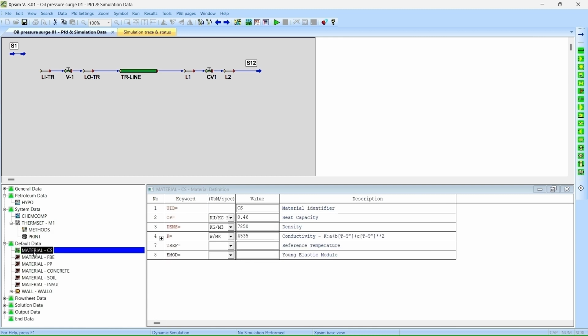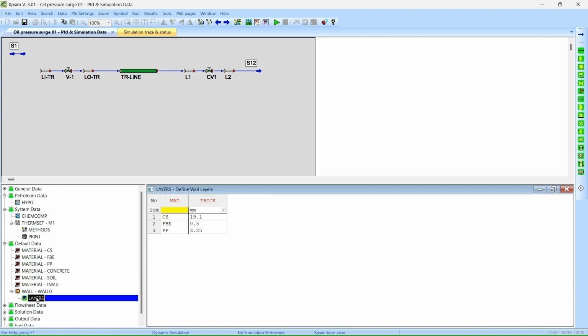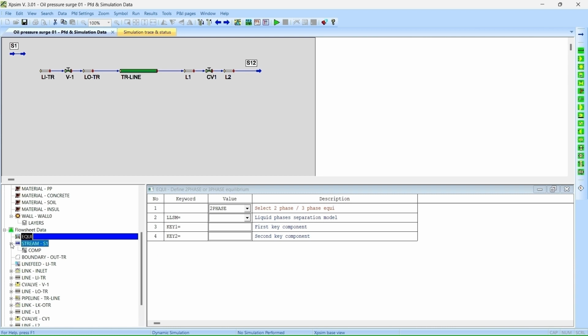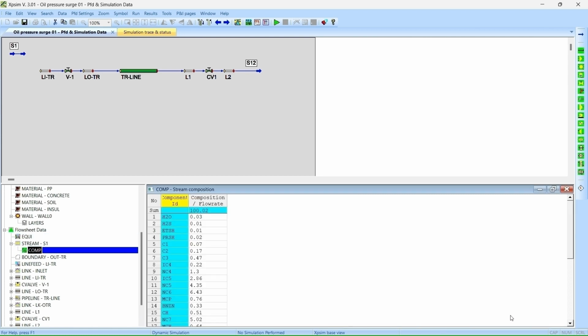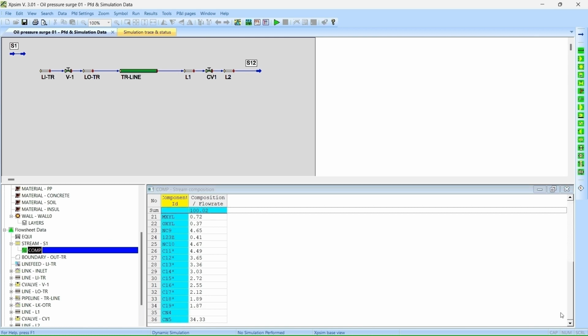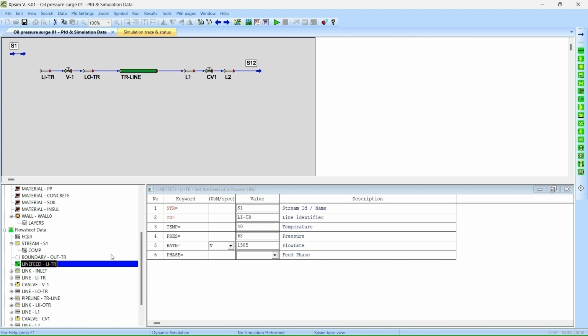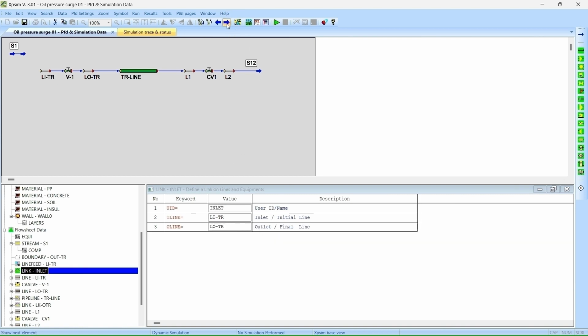In the default data category, a number of materials are defined. A wall statement defines the layers forming the wall of the following pipeline. The feed stream S1 is defined by the molar fraction of 36 hydrocarbon components. Now the user quickly navigates through the other statements used to define the objects inserted in the PFD.